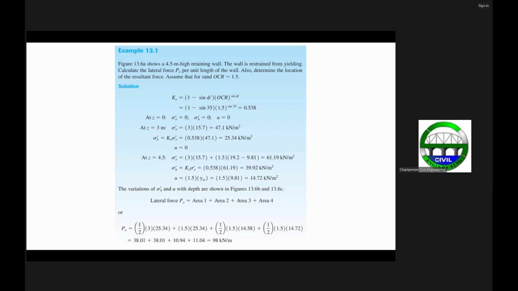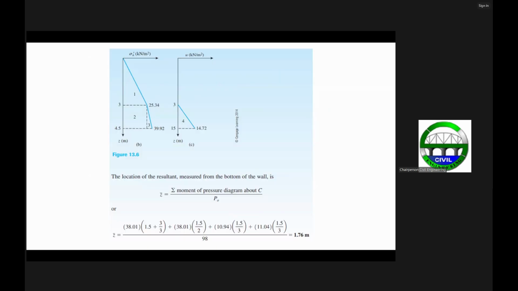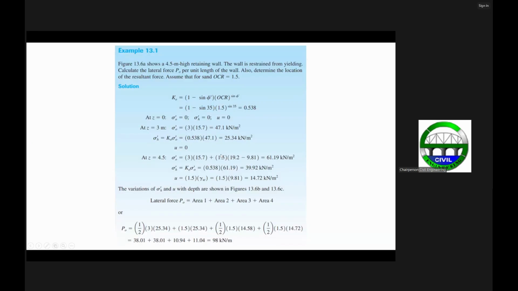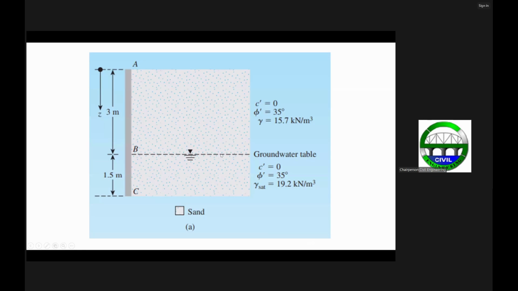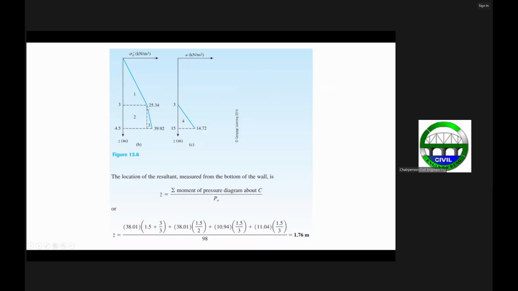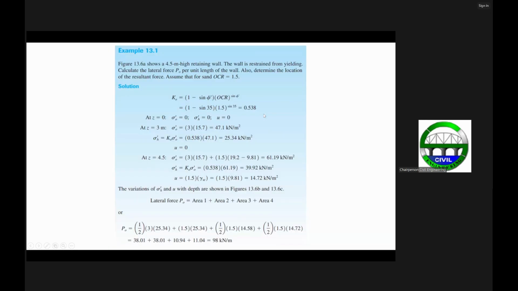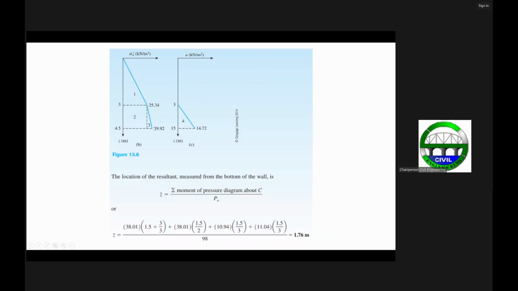Okay. So just to illustrate the pressure diagram, we now have the pressure diagrams here. So this is now 25.34. That's basically this one here. Then you have 39.92 and then 14.72. So that's 25.34, that's 39.92, and then this is 14.72.